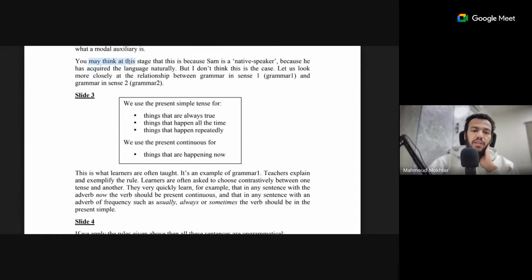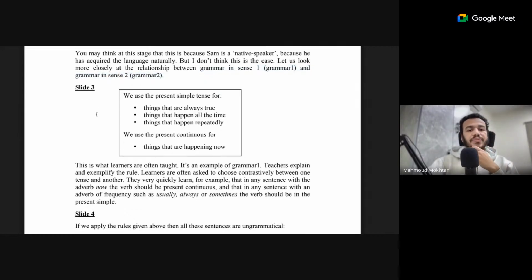You may think at this stage that this is because Sam is a native speaker, because he has acquired the language naturally, but I don't think this is the case. Let us look more closely at the relationship between grammar in sense 1, we'll call it grammar 1, and grammar in sense 2, we'll call it grammar 2. Slide 3.